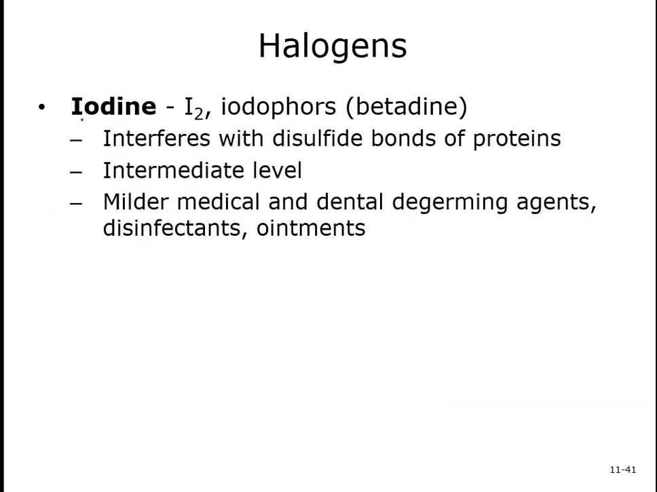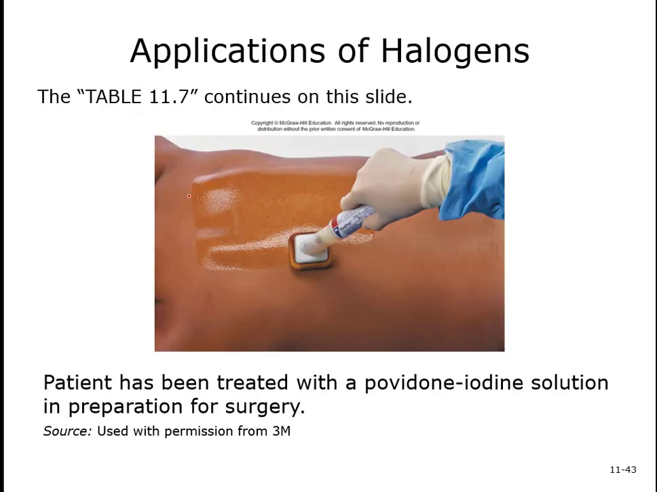Now, another example of a halogen is iodine. Iodine is safe for some human tissue. It's also intermediate level. It similarly will disrupt the disulfide bonds in proteins. So, for example, when someone gets a surgery, they'll often put povidone iodine, like that mustardy looking stuff. They'll put it over the site of the incision prior to the incision during surgery.